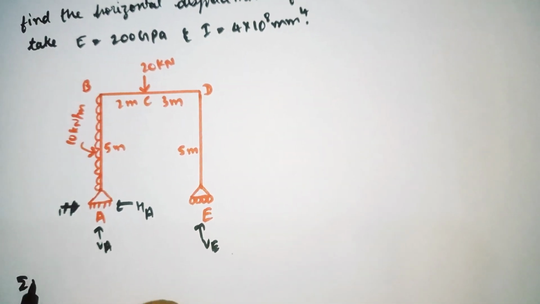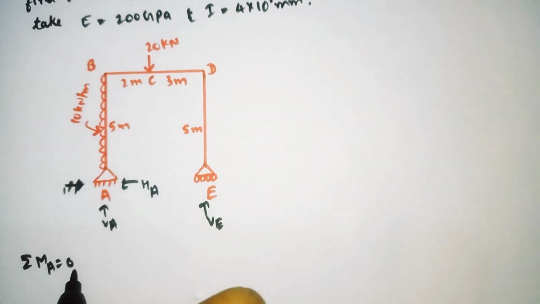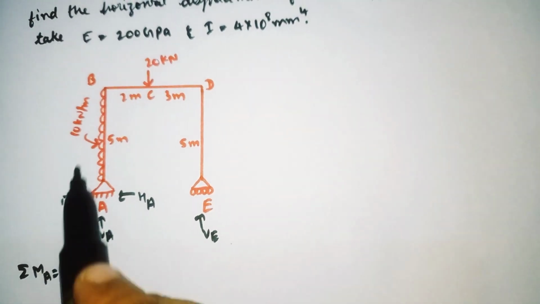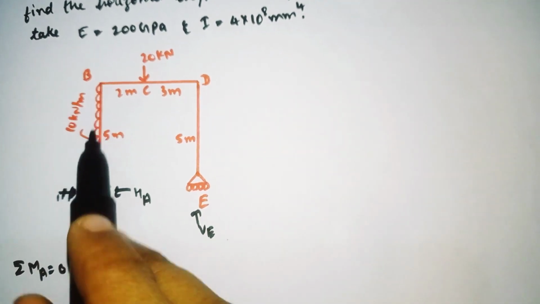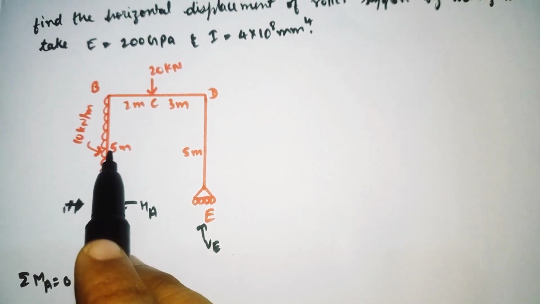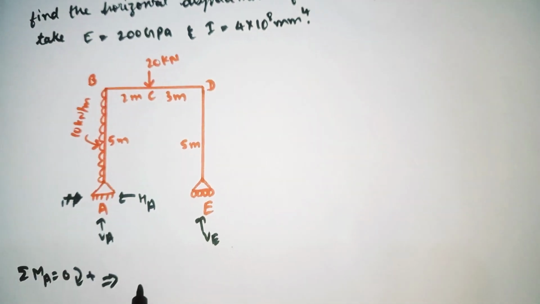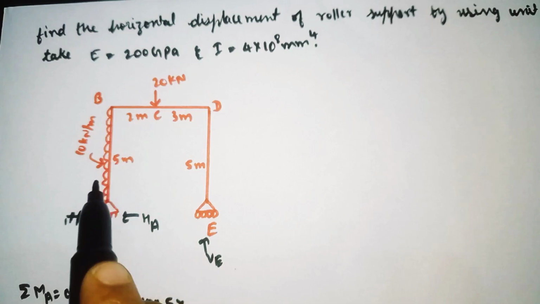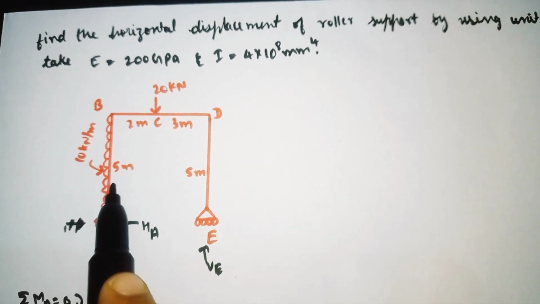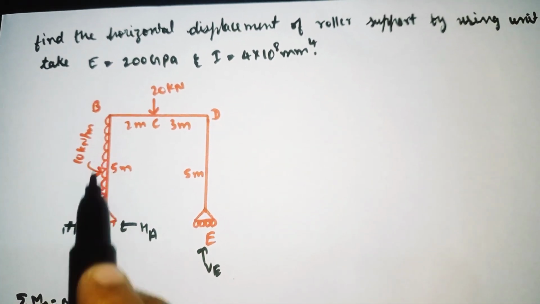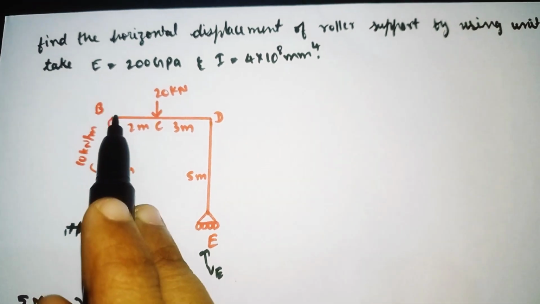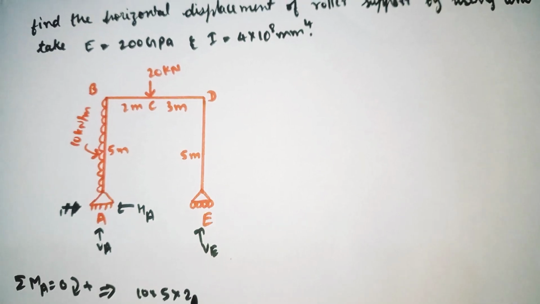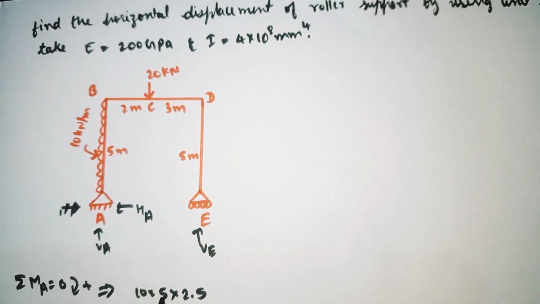So summation of moment about A is equal to 0. Clockwise we need to take positive. Here a UDL is there, 10 into, at what distance is it acting? It is acting at a distance of L divided by 2, which is half of the distance. Here the total distance is 5 meter, so from here to here is 2.5 and here to here is 2.5. So 10 into 5 into 2.5.